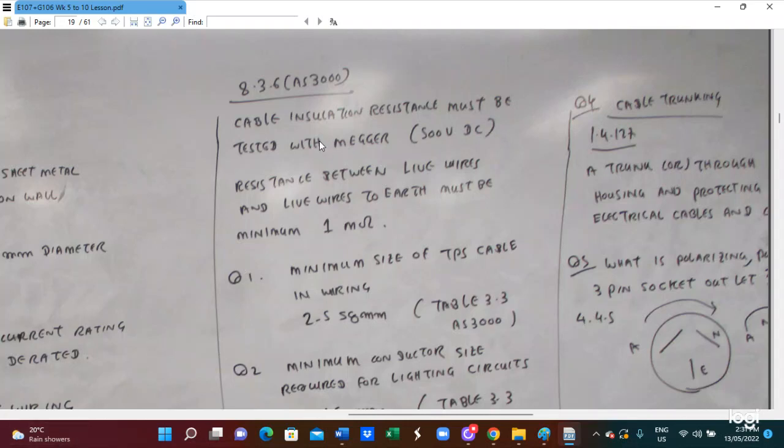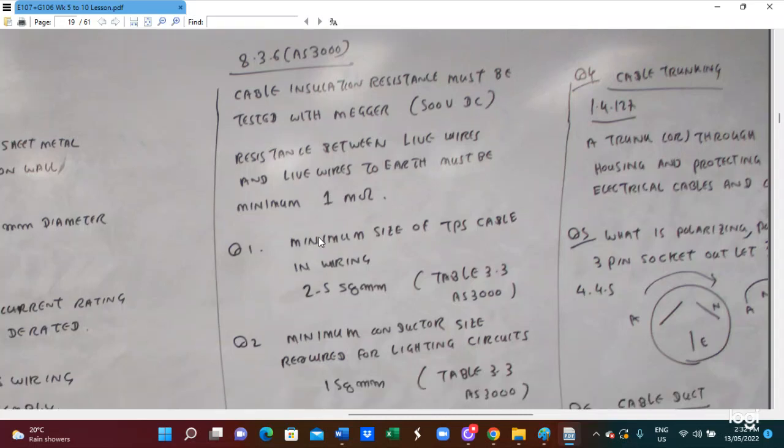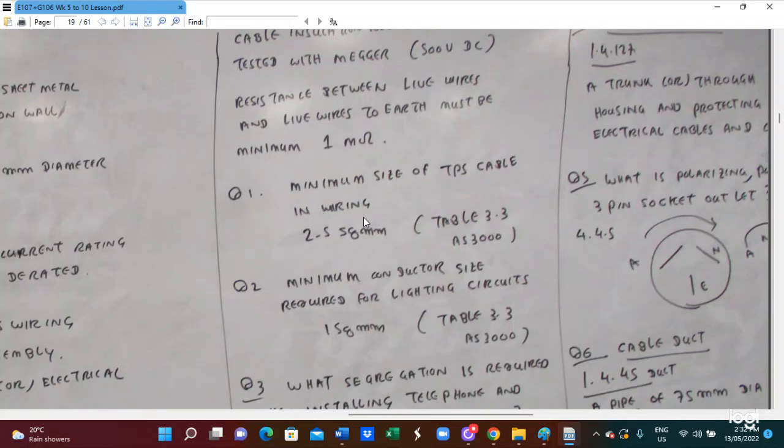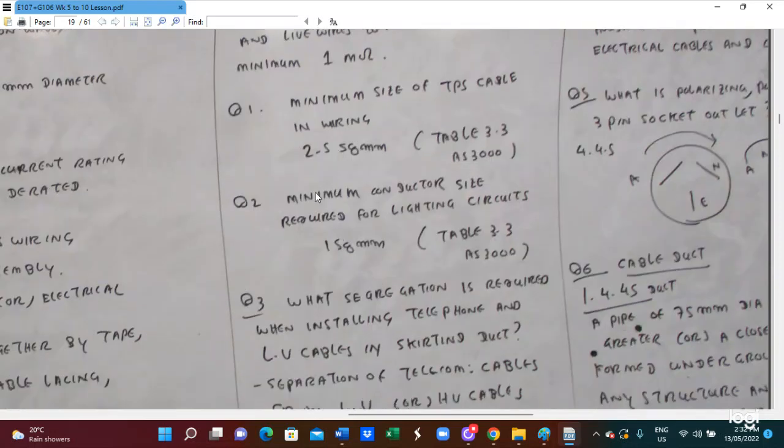It mentions the cable insulation system. The cable insulation system must be tested with the megger. In this case, we have to set the test to the DC range and test the cable resistance. The resistance between the live wires, and between the live wires and earth, must be a minimum of 1 megohm. The minimum size of TPS cable is 2.5 square millimeters, so we have to follow AS/NZS 3000 Table 3.3. The minimum conductor size required for a lighting circuit is 1 square millimeter.